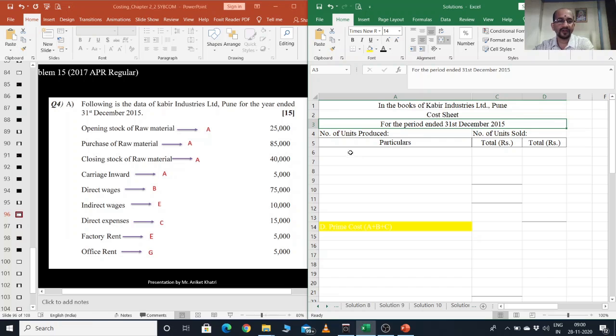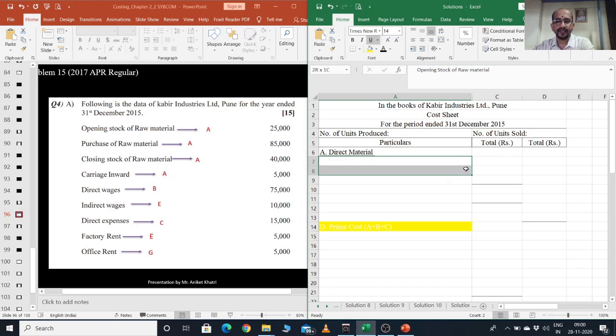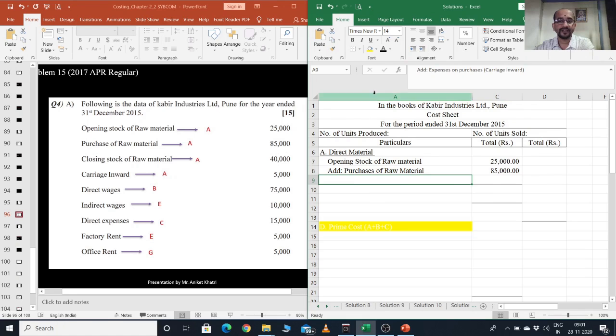First, as per our format, that is direct material. Write the opening stock of raw material, that is 25,000. Add the purchases in it, 85,000. Next, we need to add expenses on purchases. It is mentioned in this particular problem, that is carriage inward. Write it, 5,000.